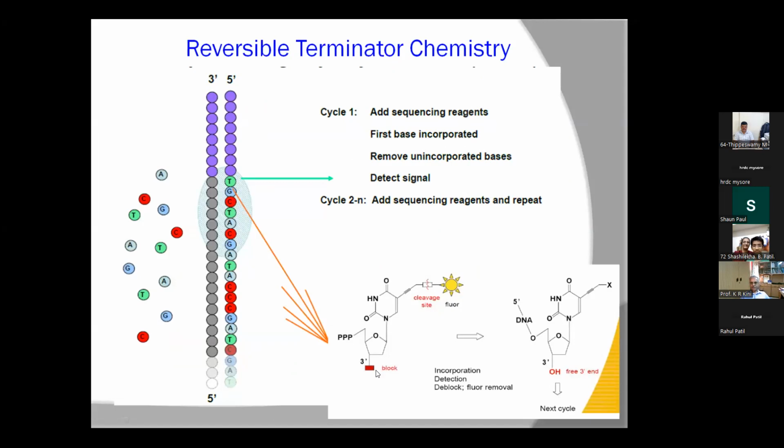So that's called a reversible terminator. It's a terminator sequence. It gets attached, but it cannot add the next one unless this block is removed. That's called reversible. So there's a fluorescent dye attached to it. So this gets incorporated.